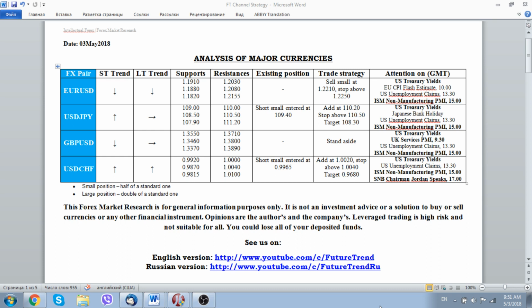We will not publish any other reports today because the market is a little bit stable right now. And we will come with a new report tomorrow in the morning.